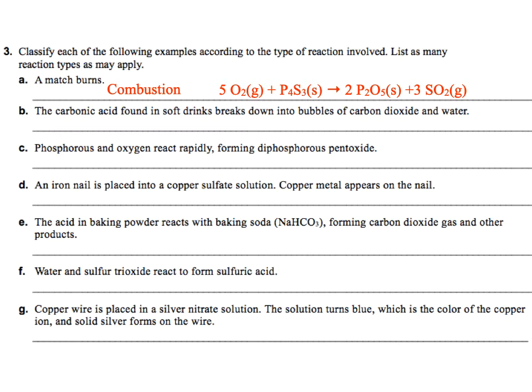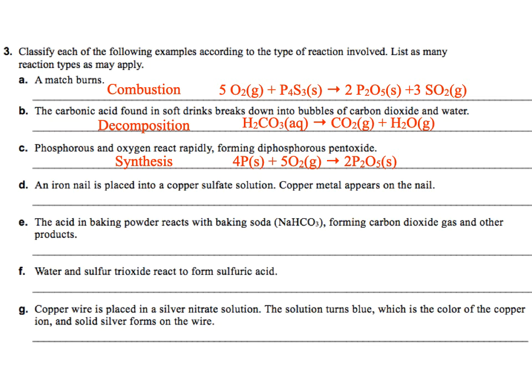B, the carbonic acid found in soft drinks breaks down into bubbles of carbon dioxide and water. That is decomposition. There's the reaction. C, phosphorus and oxygen react rapidly, forming diphosphorus pentoxide. That is synthesis. There's the reaction. One product.